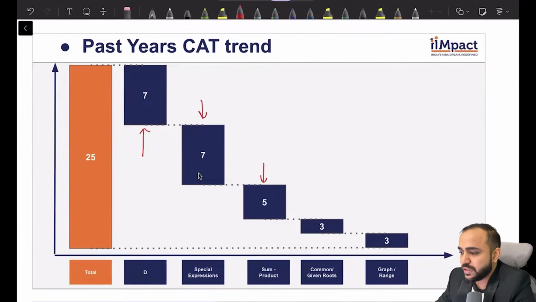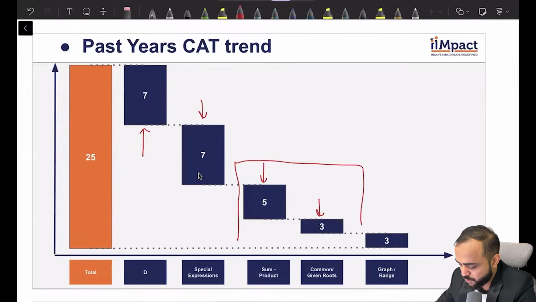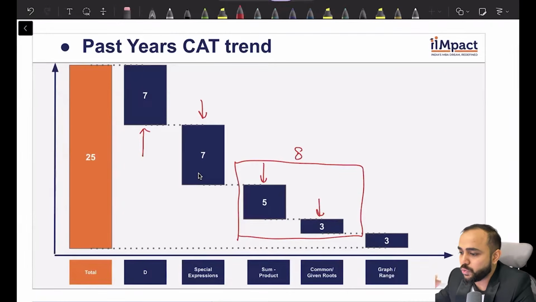Five questions were related to sum and product of roots. Three were related to common roots or given roots. So overall, eight questions were talking about roots. And finally, three questions were a bit abstract. They were based on graph and range.